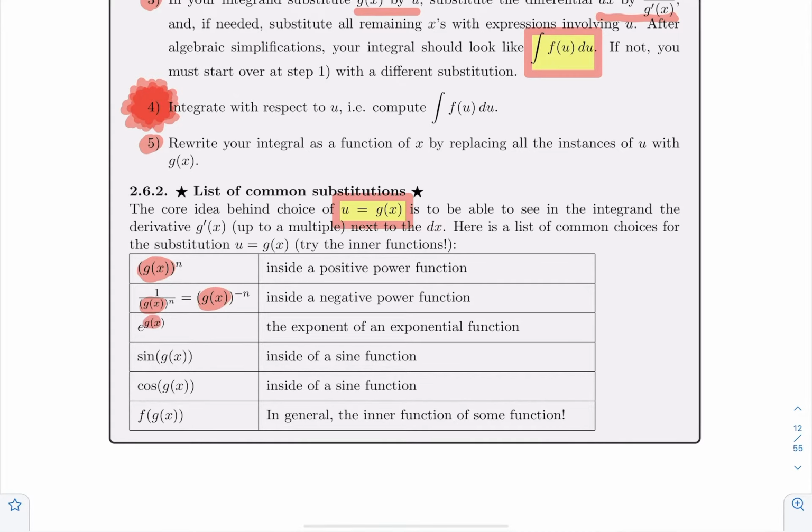If you have e to the power of something, or if you have an exponential function where the exponent is an equation, using that exponent is also sometimes a good choice for u. If you have sine of something, using the inside function of sine, or if you have the cosine of something, using the inside function of cosine. And actually, typically in these questions, the correct substitution is like an inner function of some function.